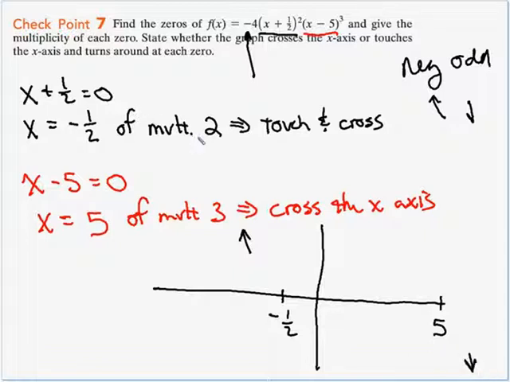And let's see, at negative a half, we touch and turn. Why did I write touch and cross? Touch and turn around. So here we're going to hit the negative a half, turn around. We could find our y-intercept, but let's wait for tomorrow to do some more with that. We know we're going to cross at 5, and then we're headed down. So there's a rough sketch of the graph.